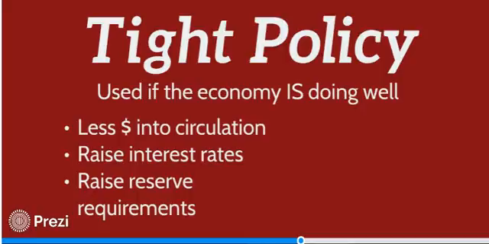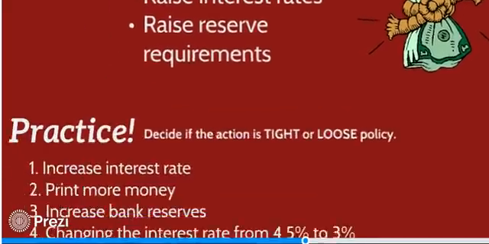So we're going to put less money into circulation, raise the interest rates, and raise the reserve requirements. So if we have less money in people's hands, they have less money to spend, which means our economy is going to slow down, and we are going to stay in that expansion for a longer amount of time.